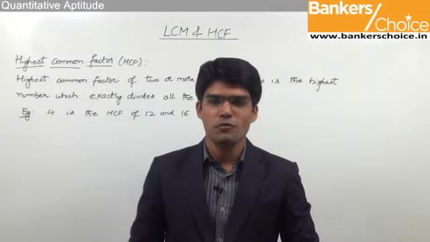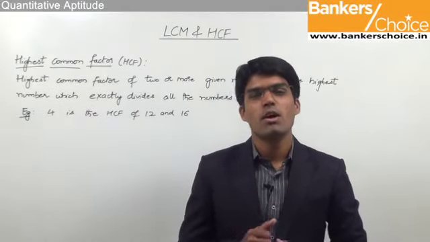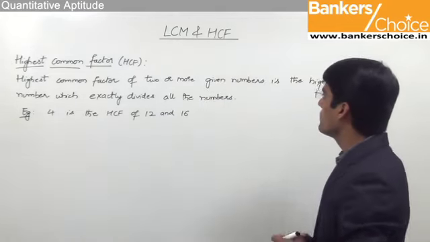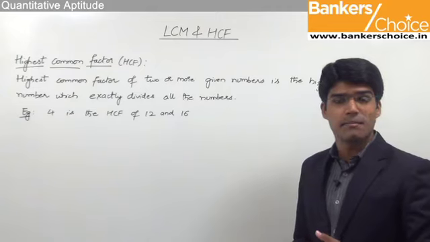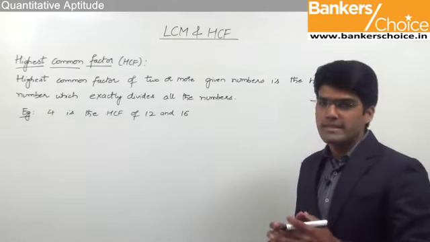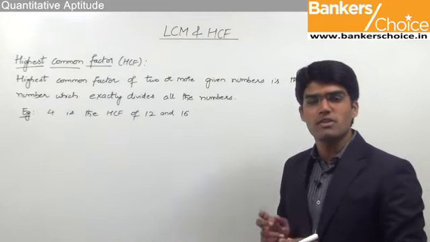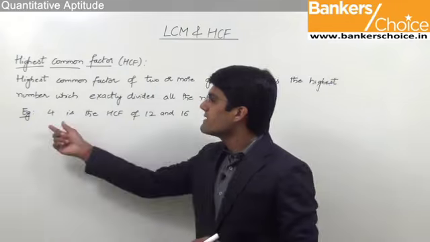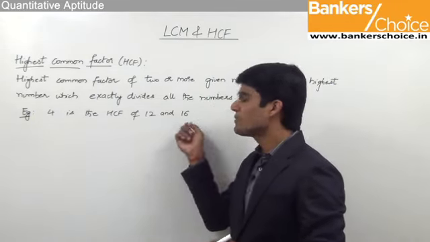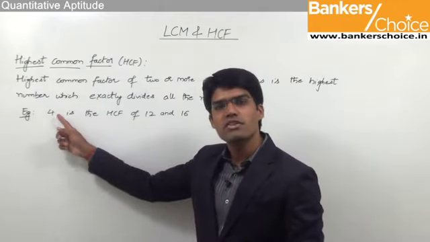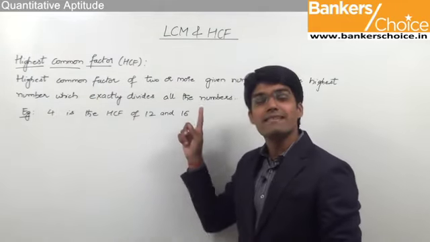Let us now learn how to find out the highest common factor of the given numbers. Highest common factor of two or more given numbers is the highest number which exactly divides all the numbers. So HCF is nothing but the highest number which can divide all the given numbers. For example, 4 is the highest common factor of 12 and 16.